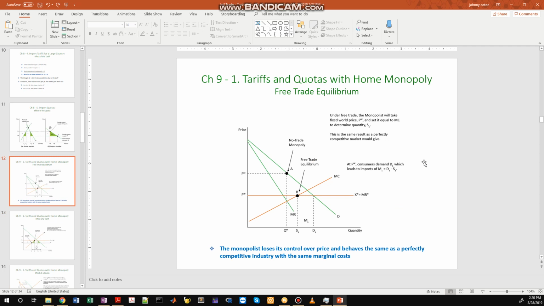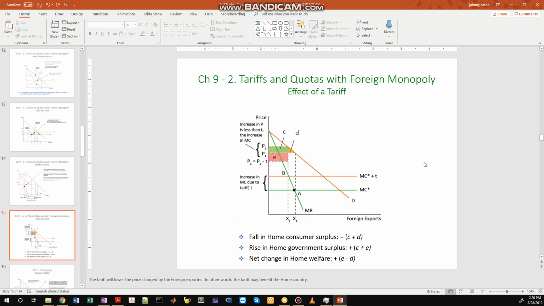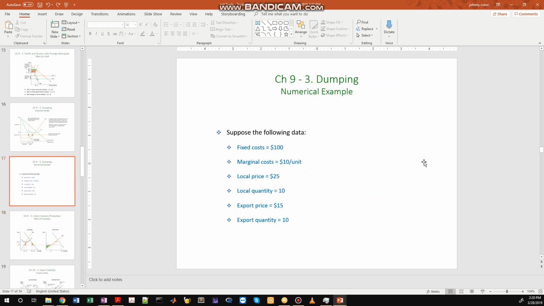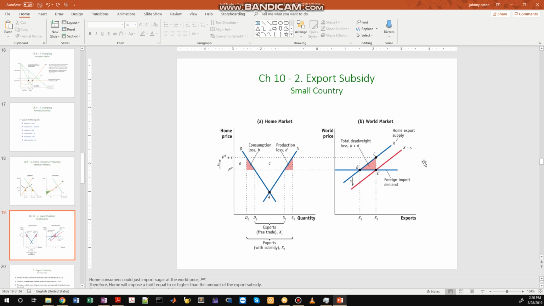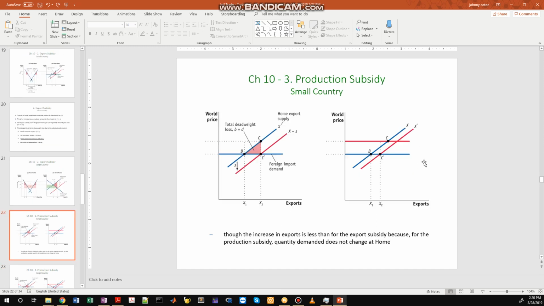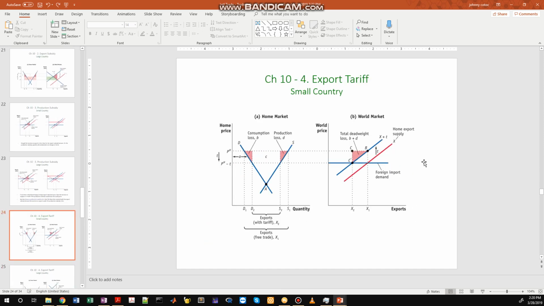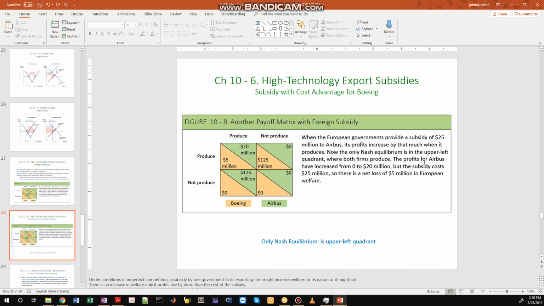Then we move to monopoly. Monopolies are a little different, so they do require extra attention. There's also a numerical exercise on dumping, infant industry protection, and then in chapter 10 we learn more about subsidies, small countries, large countries, tariffs, quotas, etc. And then we also look at the strategic games.